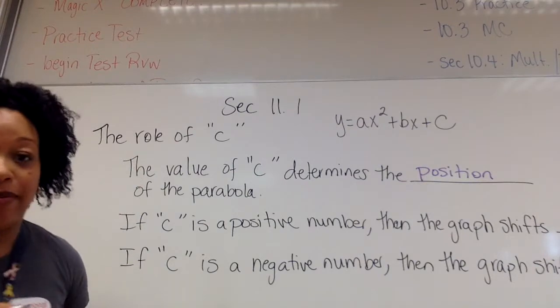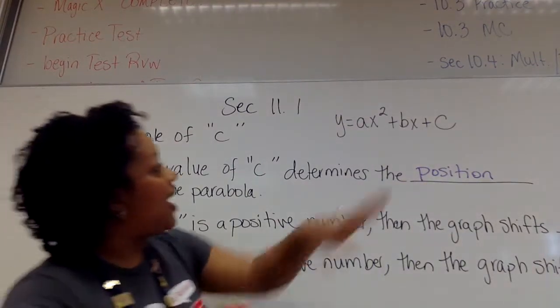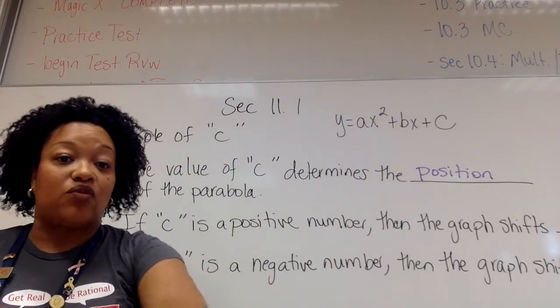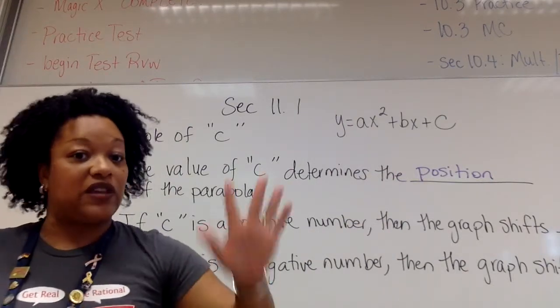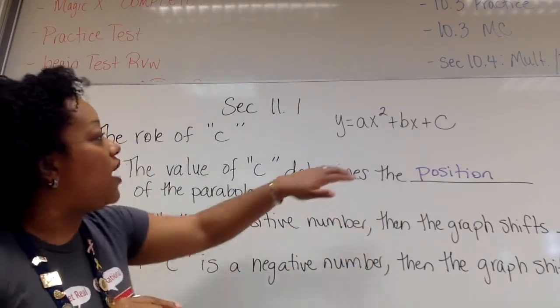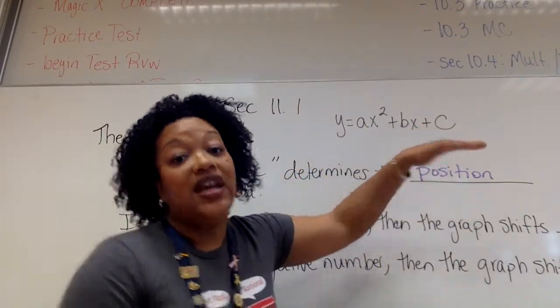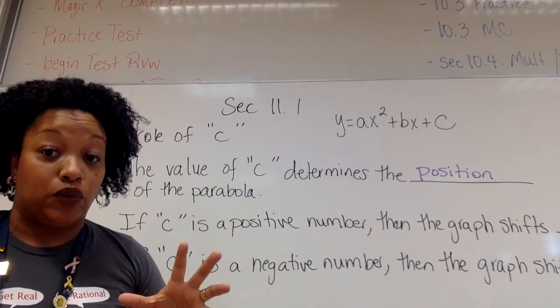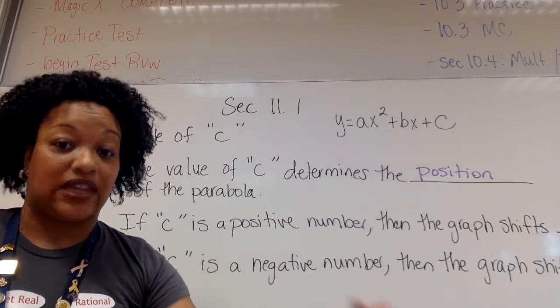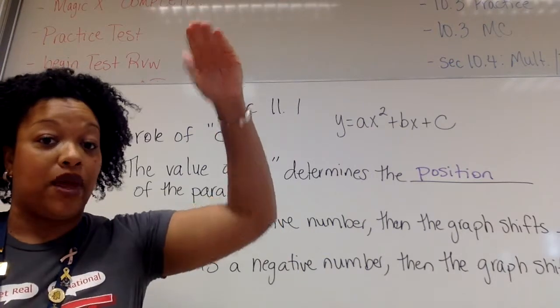So the value of C, this is what you put in your box, determines the position of the parabola. Now, when you just have the first term, your parabola is going to sit right at the origin. So it's going to sit right in the center of your coordinate plane. But when you have a C involved, that parabola is going to move.